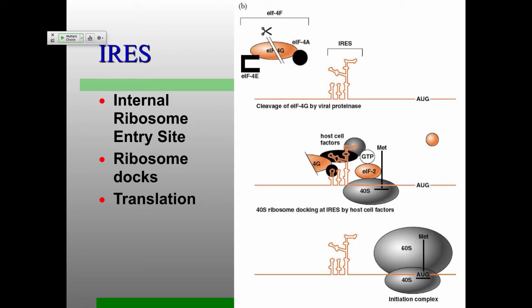Turns out it's exactly the same protease that's used to chop up the individual proteins out of your massive original protein. And one of the things that it cleaves is eIF4G. What does that mean about cellular cap-dependent translation?